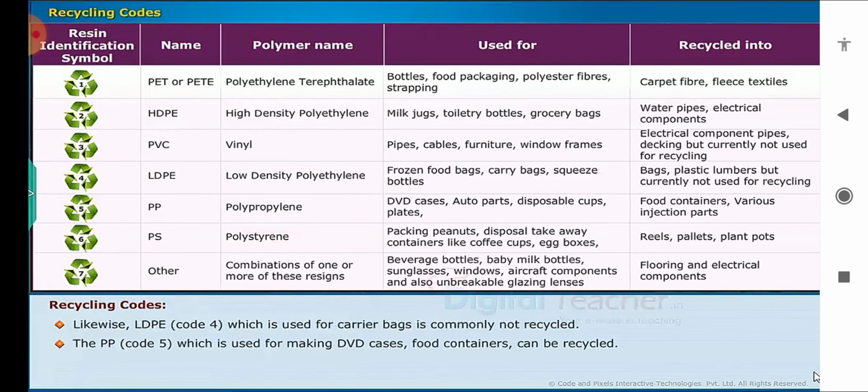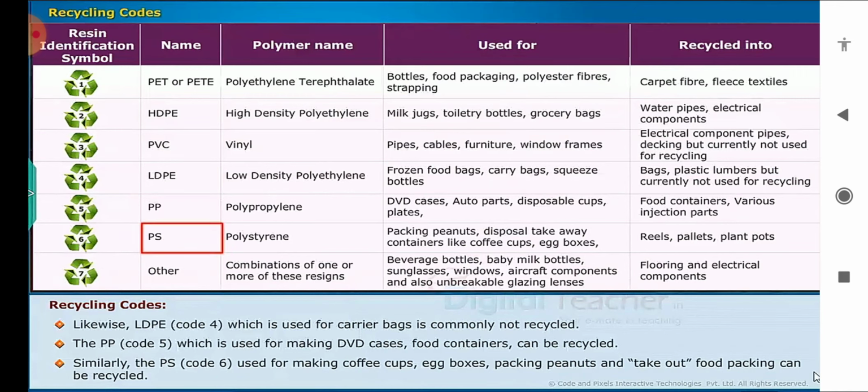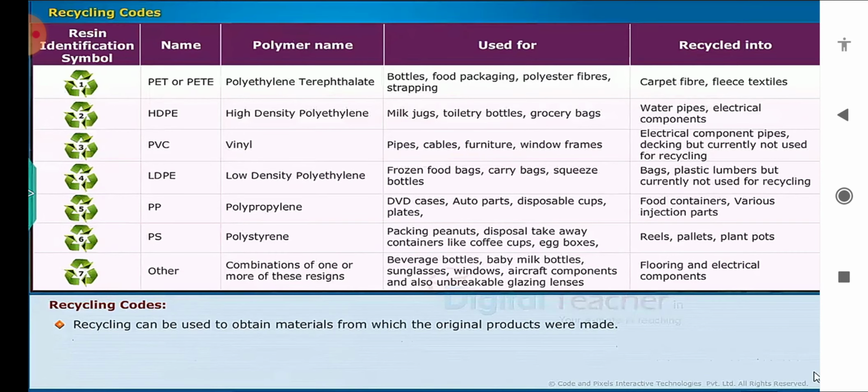The PP code 5, which is used for making DVD cases and food containers, can be recycled. Similarly, the PS code 6, used for making coffee cups, egg boxes, packing peanuts and take-out food packing, can be recycled. Recycling can be used to obtain materials from which the original products were made.